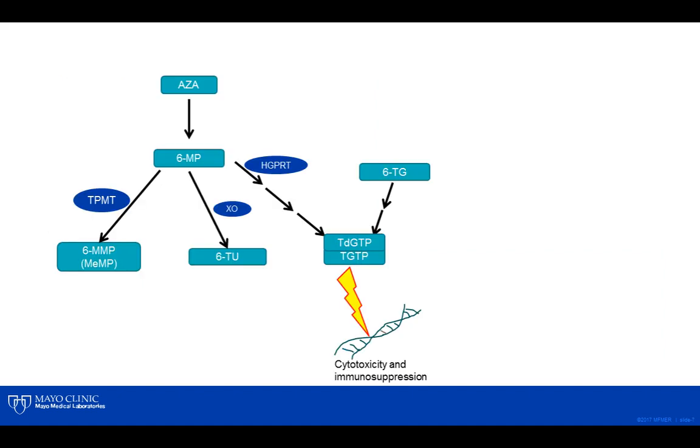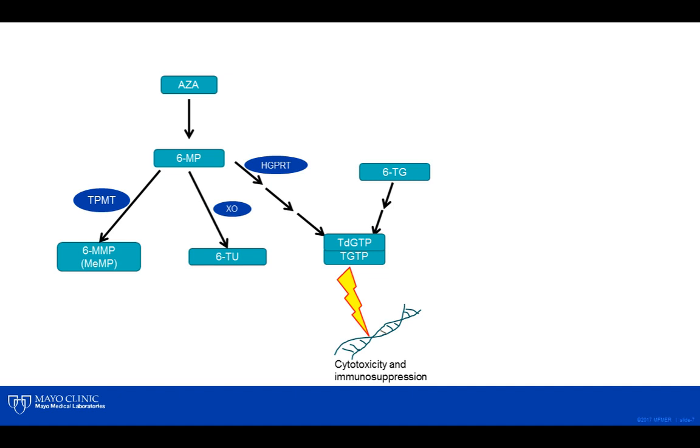Let's walk through the thiopurine metabolism pathway with this simplified diagram. When a patient takes azathioprine, shown here as AZA, it is first rapidly converted into 6-mercaptopurine, shown here as 6-MP. Next, 6-mercaptopurine is metabolized by competing pathways, with xanthine oxidase converting 6-mercaptopurine into the inactive 6-thiouric acid, or the enzyme thiopurine methyltransferase, or TPMT, can convert it into the inactive 6-methylmercaptopurine.